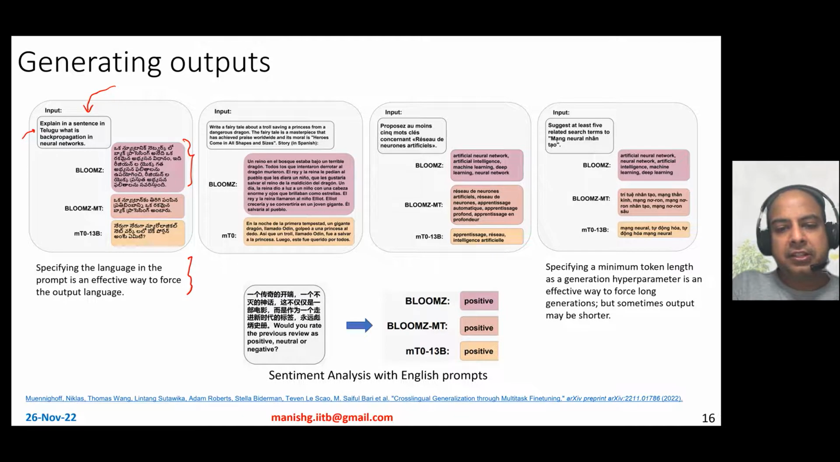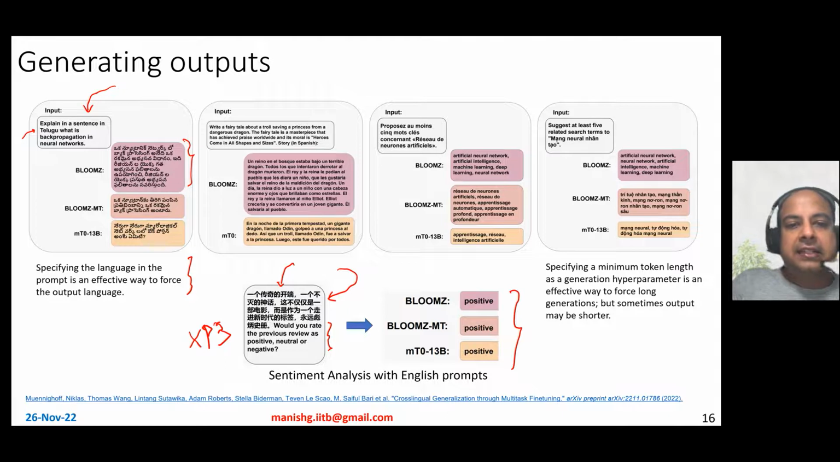When you were doing things using XP3 data, remember XP3 data, there are multilingual tasks where the task input is actually written in different languages. You're doing multilingual sentiment analysis here, but the prompt is written in English. Right? And still, these models work pretty well. But then there are also cases where the task is multilingual in nature and the prompt is also multilingual.